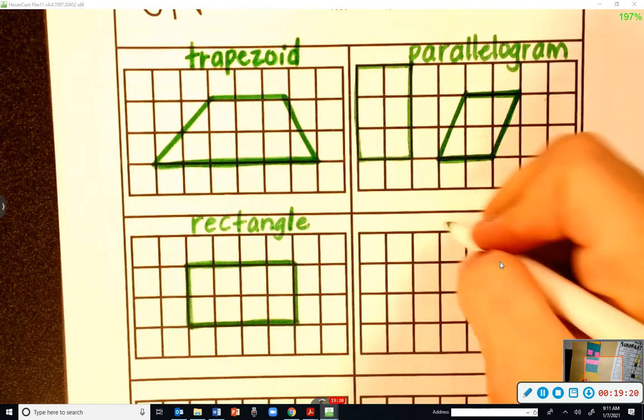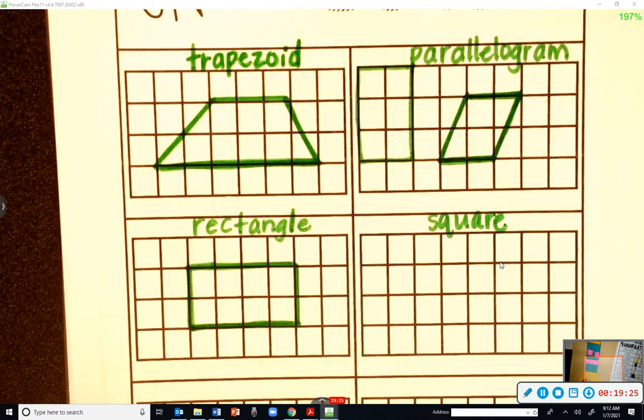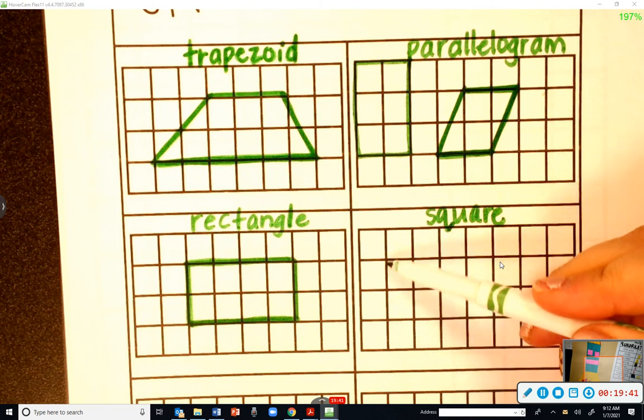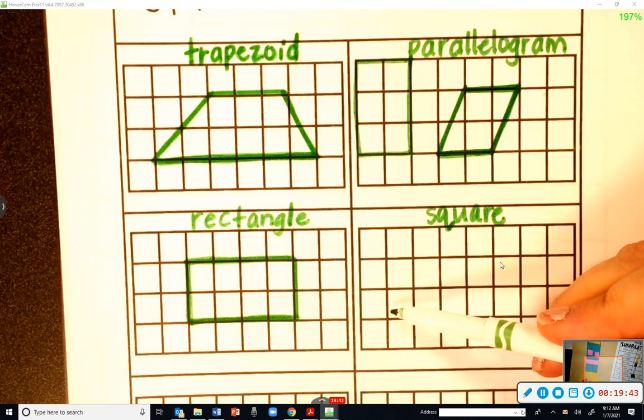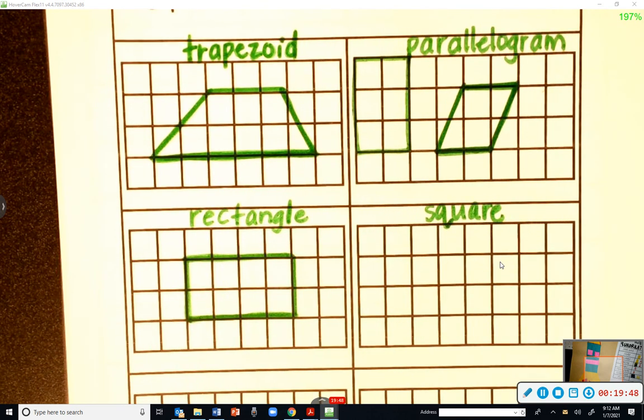Okay? Square. What does a square have to have? It has to have 4 equal sides. It has to have 2 pairs of opposite sides parallel. So if I start on the side and I only go down 2 squares, then every single side needs to just be 2 squares. Okay? So I want you to go ahead and try to draw the square correctly, making sure all the sides are equal.